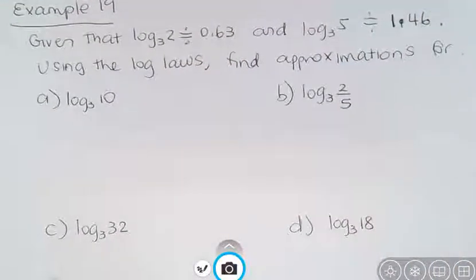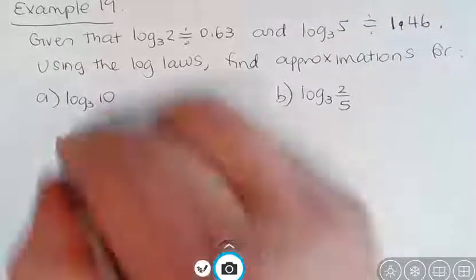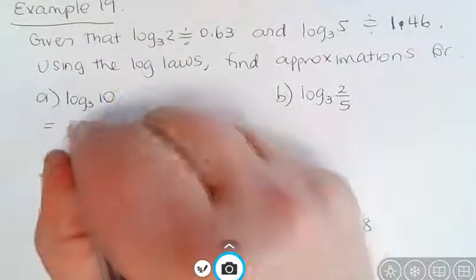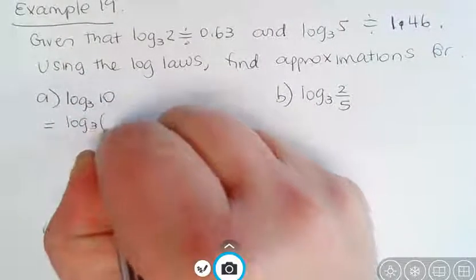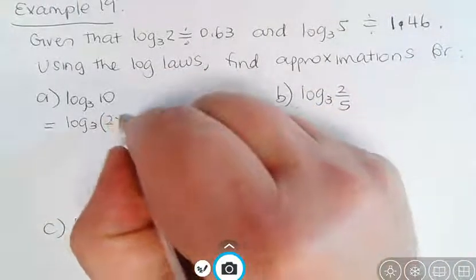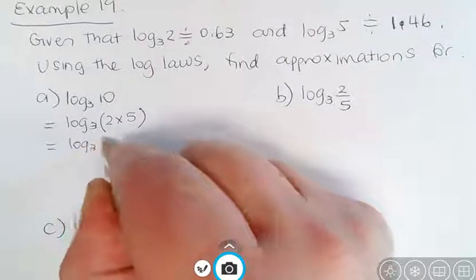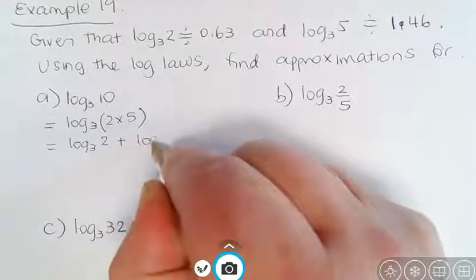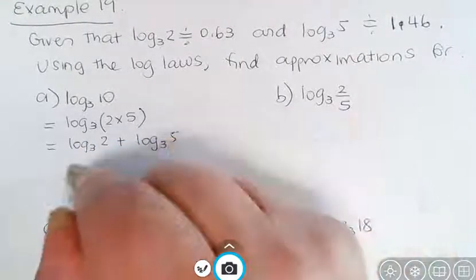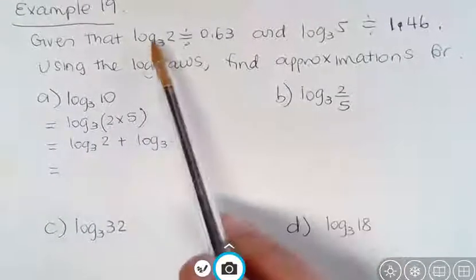We're using log laws to find approximations for these here. So log to the base 3 of 10 can be written as log to the base 3 of 2 times 5. And then we use our log law, so that's log to the base 3 of 2 plus log to the base 3 of 5. Now we know the approximate values of those here.